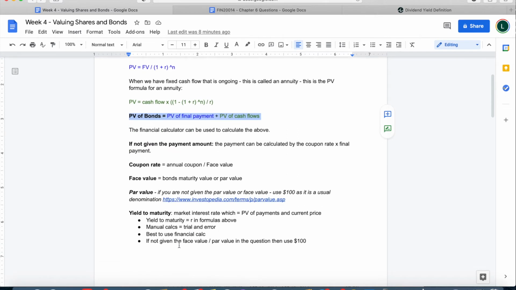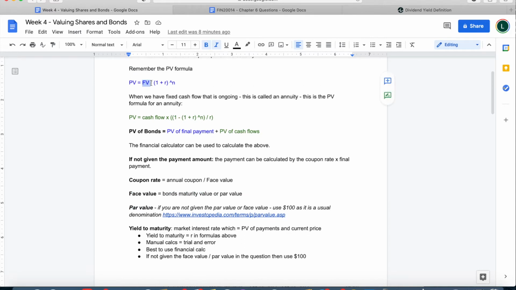I've given you a bit of information here. Something important to mention is here, face value, par value. So that's where you're going to see up here, this little portion here, so your final payment. In some of the questions, you're not really given the information of how much it actually is, but if you look here, if you're not given anything, use $100 as it's a usual denomination. I've given you a little Investopedia link here if you'd like to read more information about why that is, but just generally use $100 to keep it easy and simple.